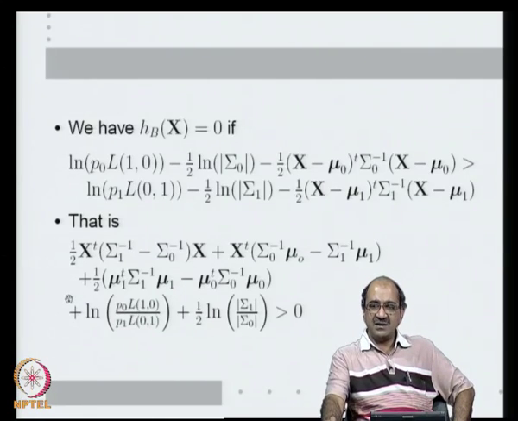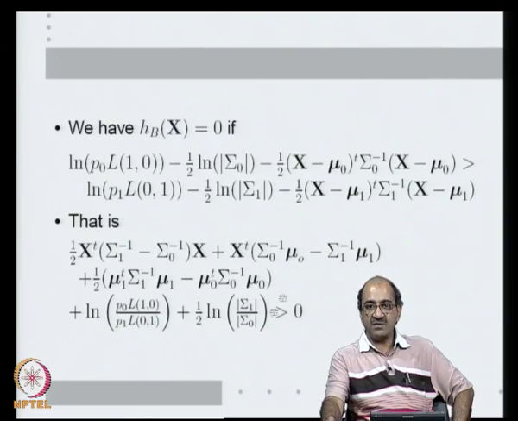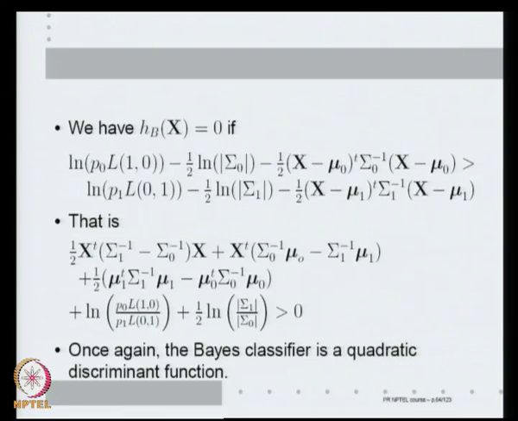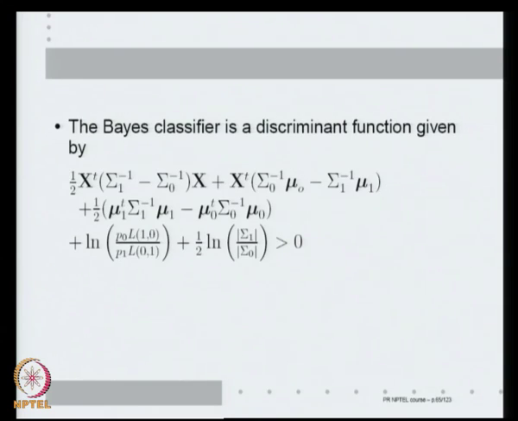As you can remember, in the scalar case, we got half x square into (1 by sigma 1 square minus 1 by sigma 0 square). Now, it becomes a vector case, where 1 by sigma has become the inverse of the covariance matrix, and this becomes a quadratic form, otherwise it is exactly the same thing. Okay. So, once again Bayes classifier is a quadratic discriminant function. So, whether in 1 dimension or n dimensions, if the class conditional densities are normal, then for any dimension of the feature vector, the optimal Bayes classifier is a quadratic discriminant function.